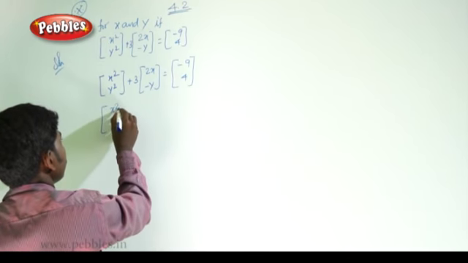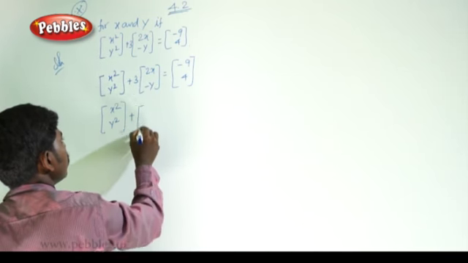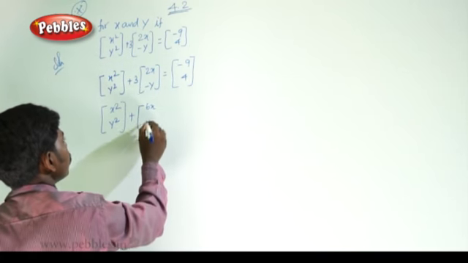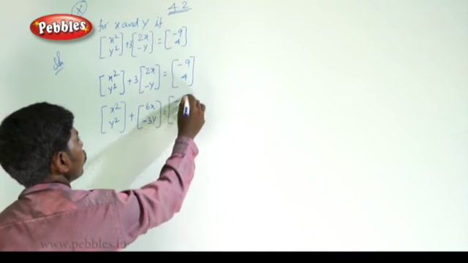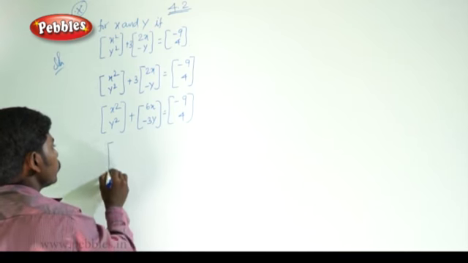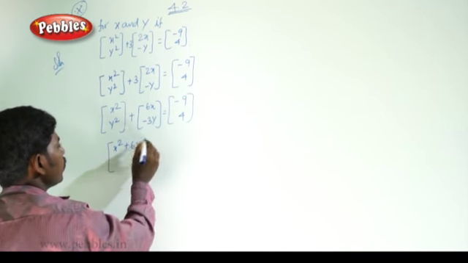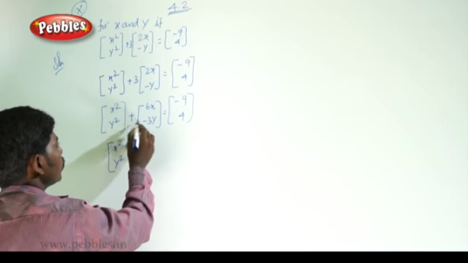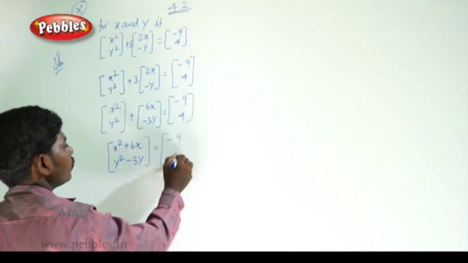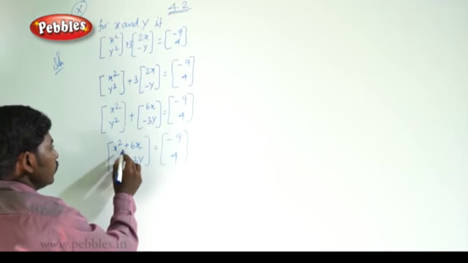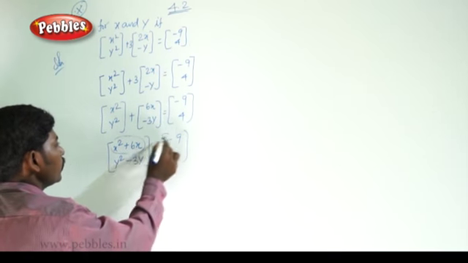Now, 3 is the common term, so 3 times 2 is 6x, and 3 times minus y is minus 3y, equal to [−9 4]. We add the two matrices, corresponding elements: [x² + 6x, y² − 3y] = [−9 4]. Now, if the two matrices are equal, then the corresponding elements are equal.